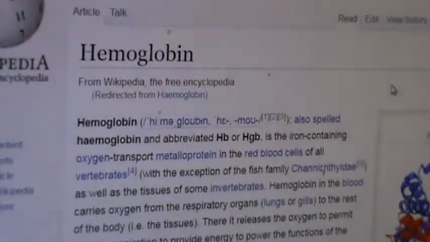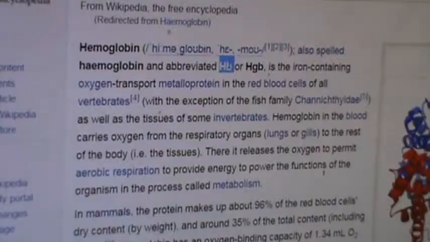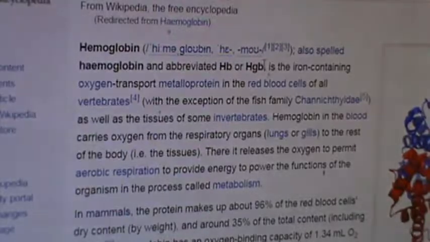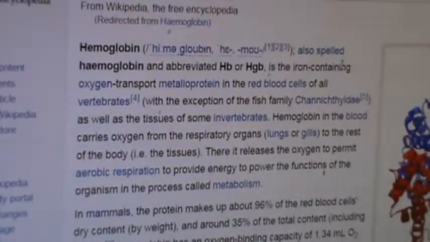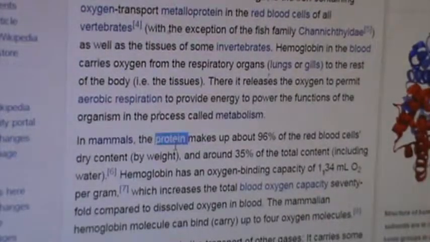And it's abbreviated HB, which is +1 for Father, is the iron-containing oxygen transport metalloprotein in the red blood cells of all vertebrates. Wow. Hemoglobin in the blood carries oxygen from the respiratory organs, lungs or gills, to the rest of the body. There it releases the oxygen to permit aerobic respiration to provide energy to power the functions of the organism in the process called metabolism. I wouldn't mind solving the word metabolism. And mammals, and so we solve protein for Father.